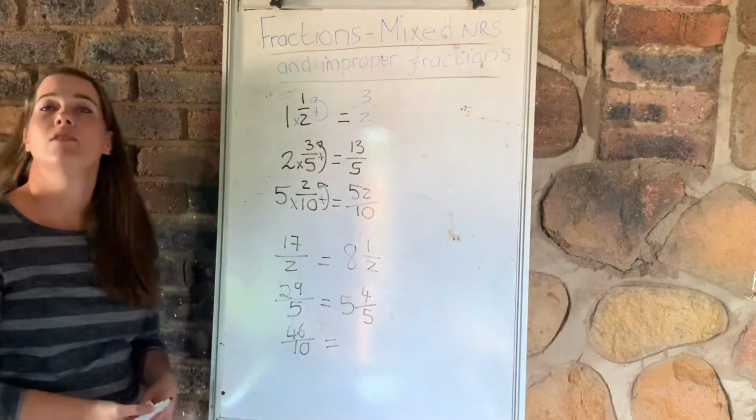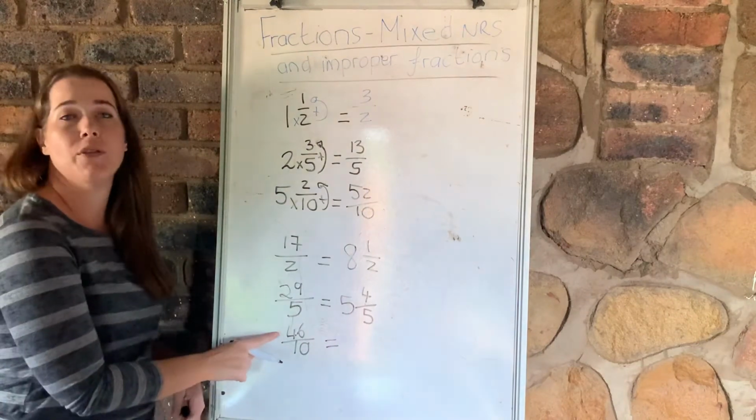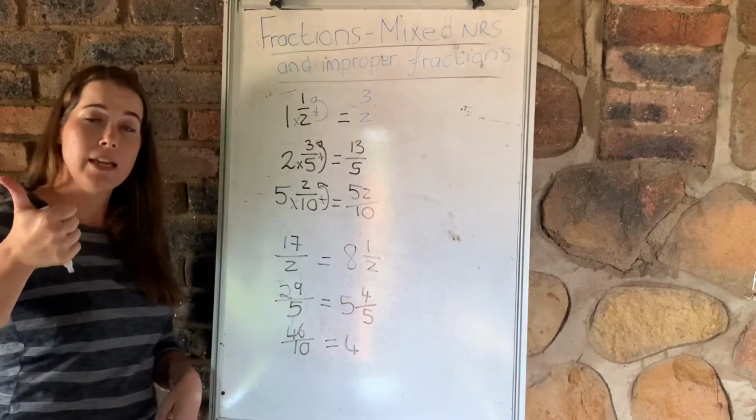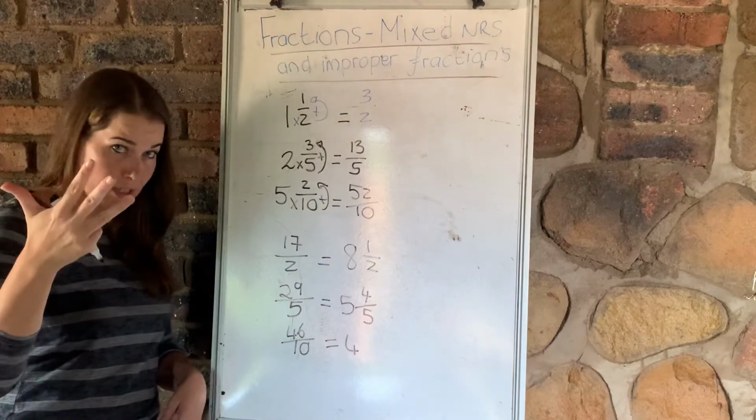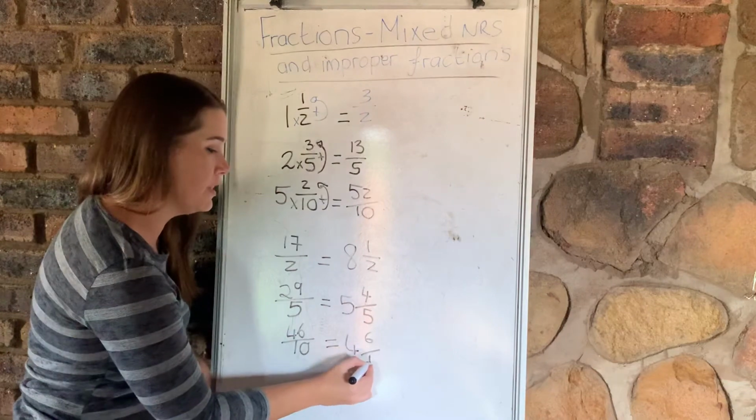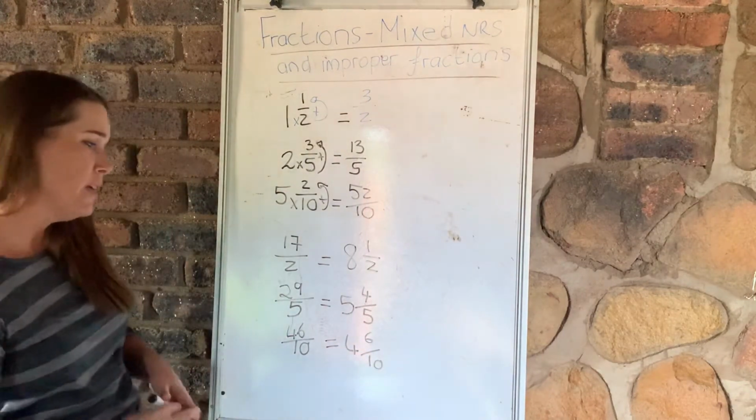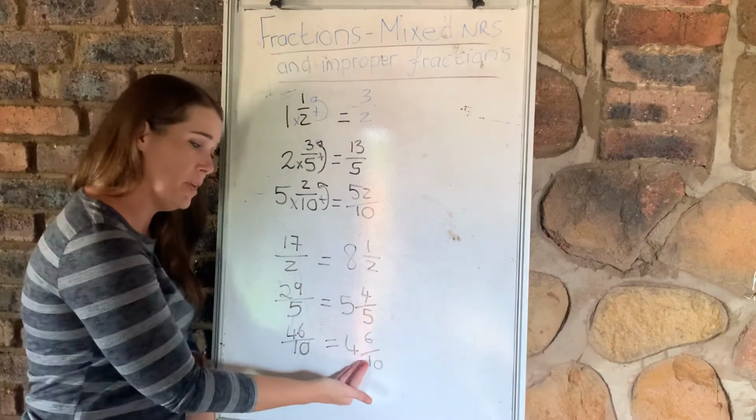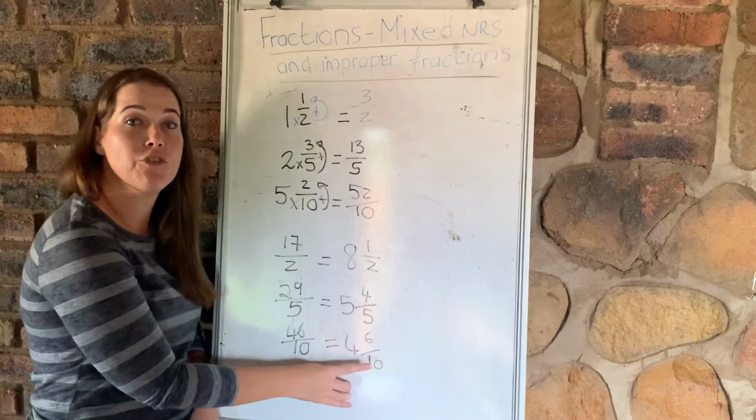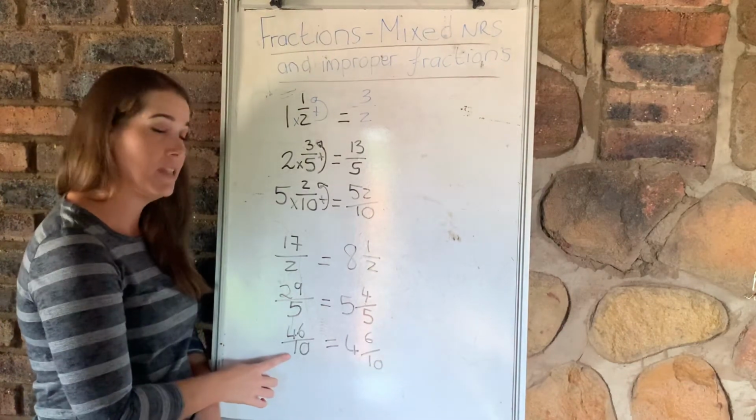The last one, we have 46 over 10. How many times can 10 go into 46? 4 times. 10, 20, 30, 40. There's a remainder of 6 over 10. If we wanted to test it again, just to make sure, and go from the mixed number to the improper fraction, we can say 4 times 10 is 40, plus 6 is 46 over 10.